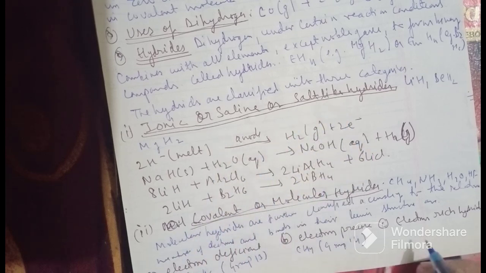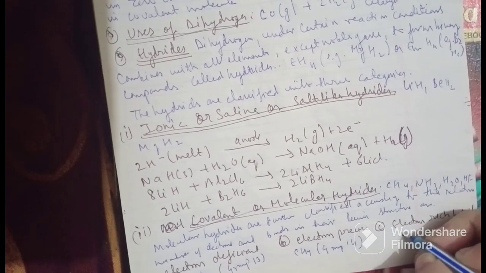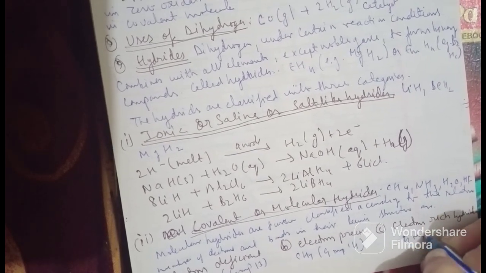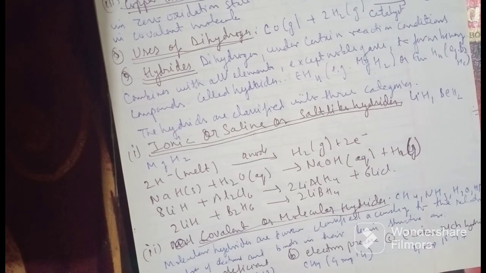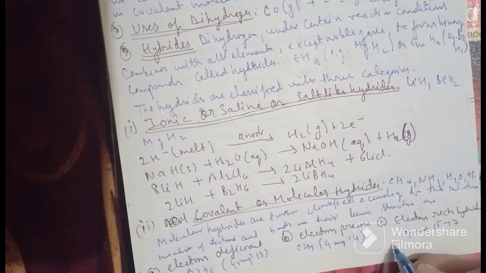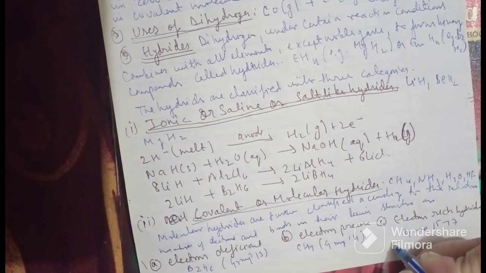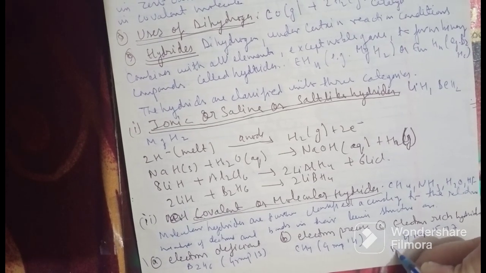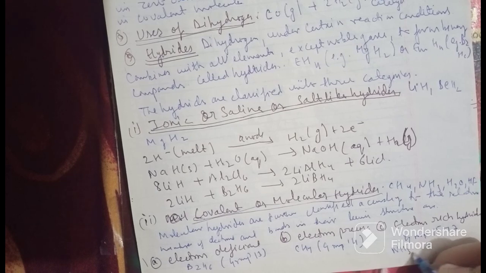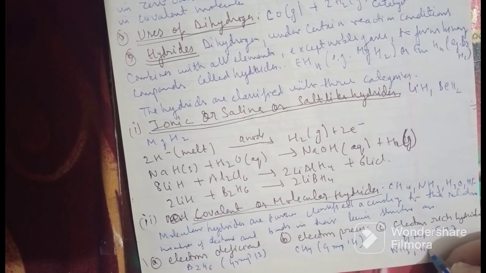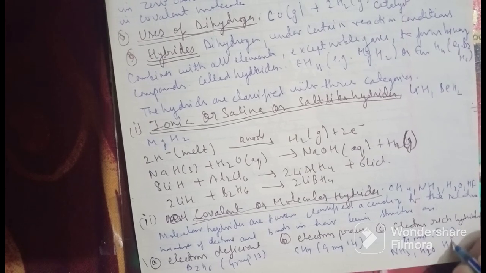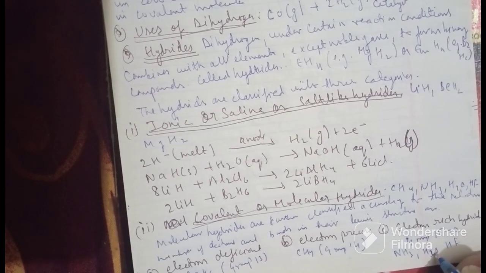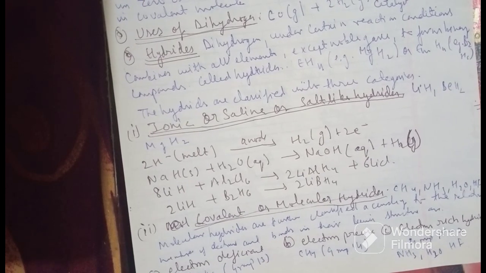So we have groups 15 to 17, where we have NH3, H2O, and HF. These have 1 lone pair, 2 lone pairs, and 3 lone pairs respectively.